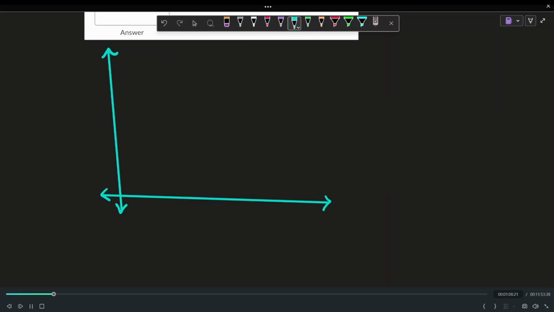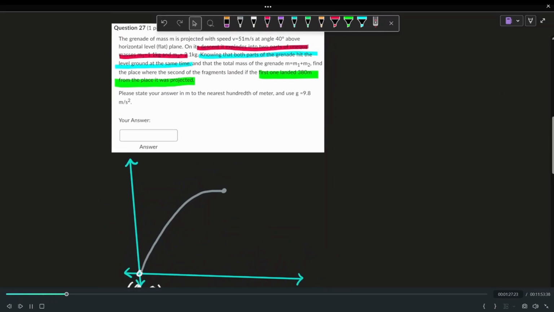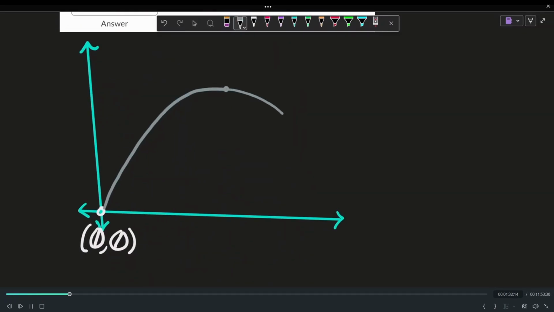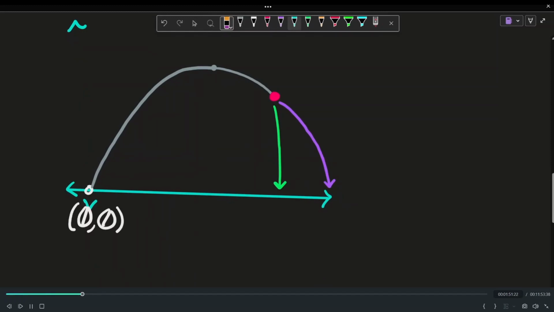We know the scenario begins at 0, 0, and then it's launched. It went to the max point, and then it says on the descent, so while falling down, it gets to some point, it explodes, and then becomes two fragments. So let's say one goes here, and then another. Now, let's fix up this part.